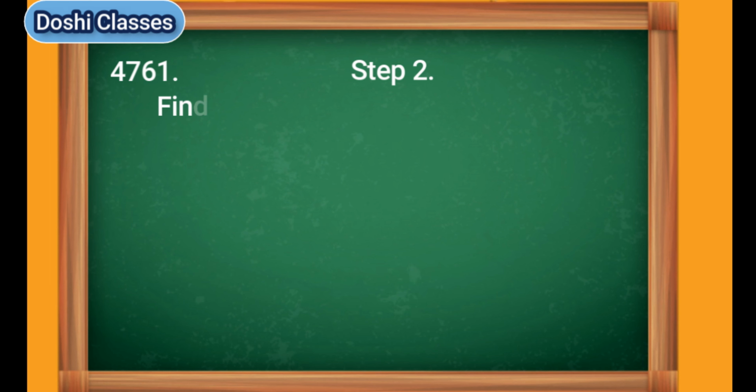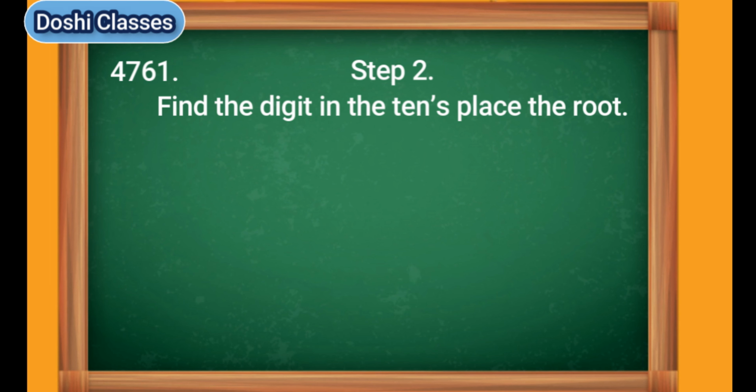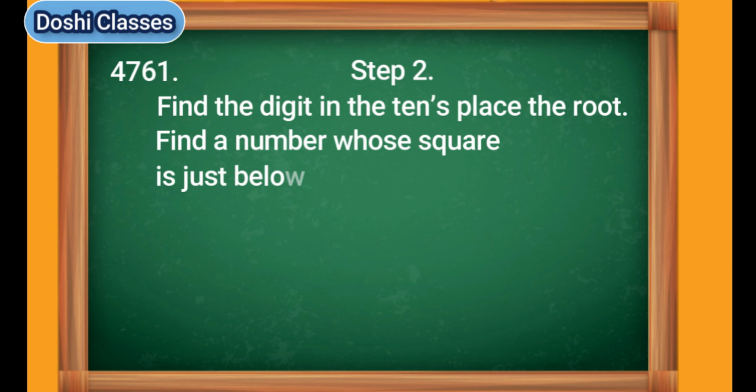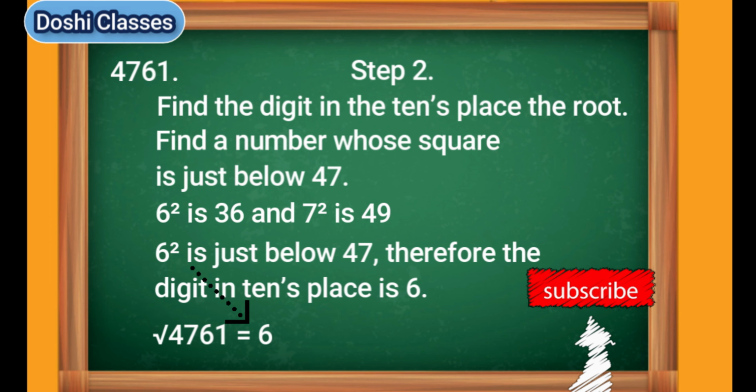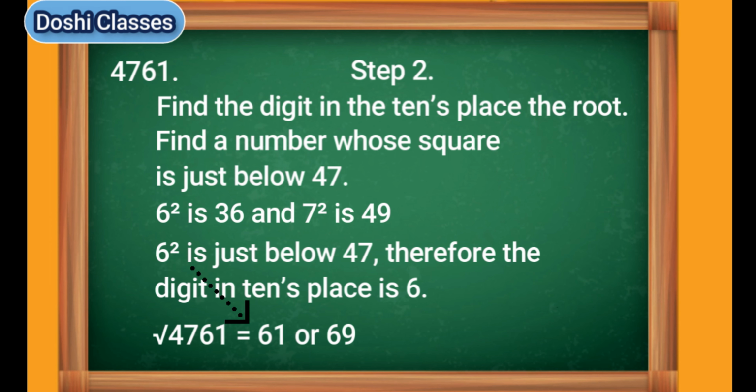Let us proceed to find out the digit in the tens place. The first two digits of the given number are 47. Find a number whose square is just below 47. 6 square is 36 and 7 square is 49. Therefore, 6 square is just below 47. Therefore, the digit in the tens place is 6.